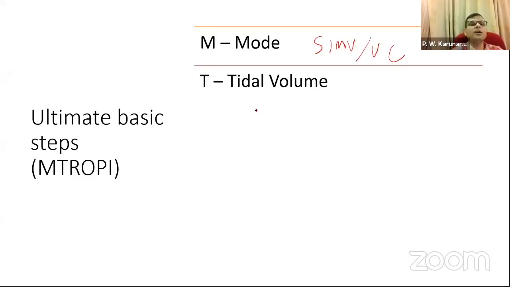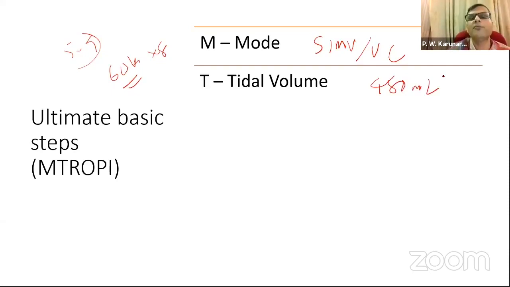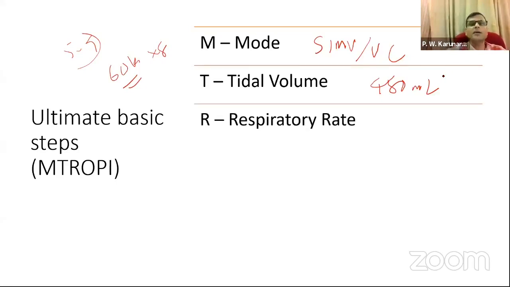And tidal volume: for 5 feet 9 inches, probably I will say 60 kilos, and then you multiply that by 8, so 480 ml. So 500 is okay, but don't try to apply any tidal volume above 600, which can damage the lung. And the respiratory rate depends on the patient's respiratory rate.